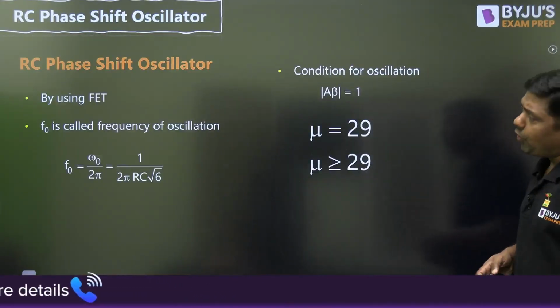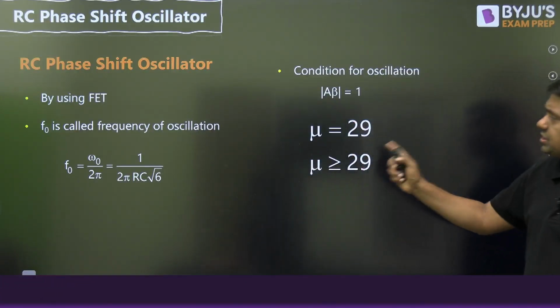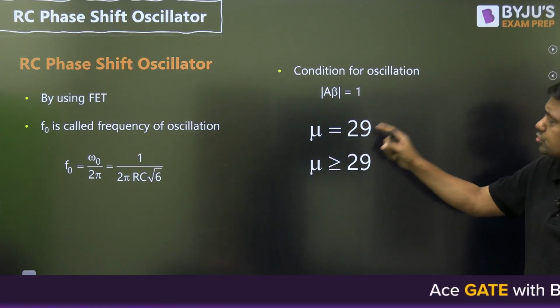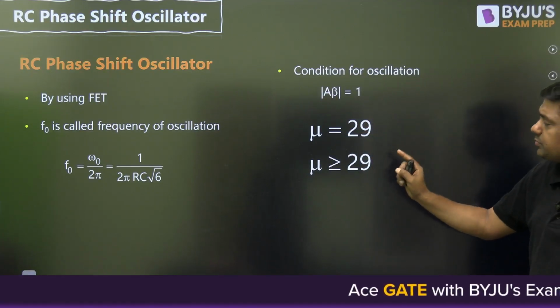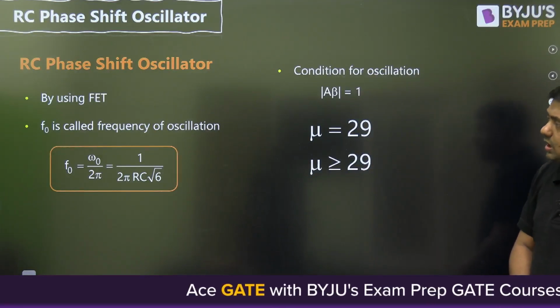Now, important formula, 1 by 2 pi RC root 6, similar. And the condition, amplification factor mu should be equal to 29. Practically, it should be slightly greater than 29. So, these are the important formula.